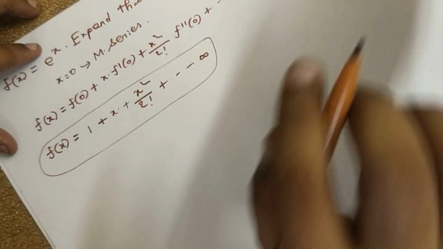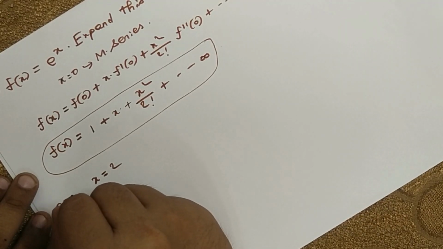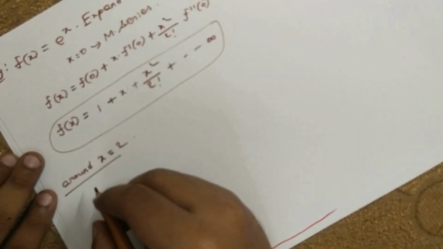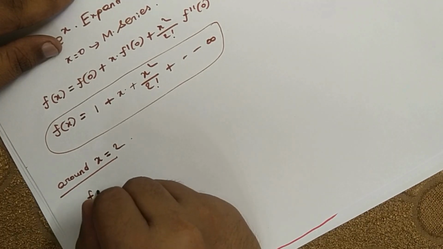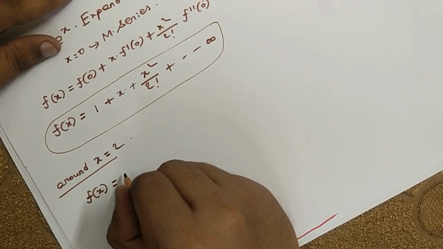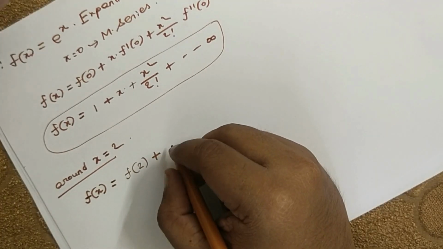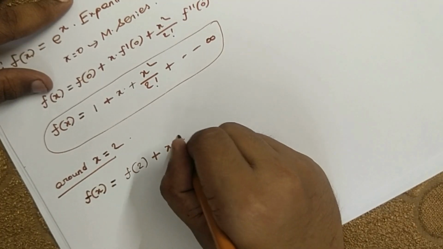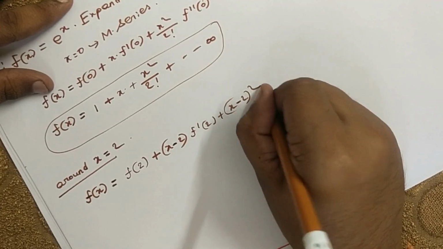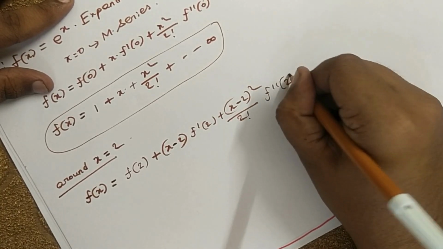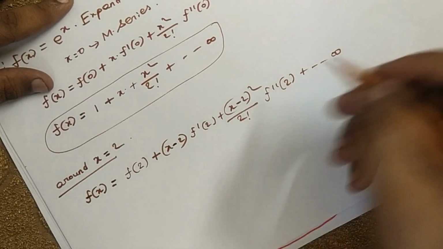Okay, so let's approximate it around x is equal to 2 now. What happens, f of x is equal to f of a, which means f of 2, plus x minus a into, right? So x minus 2 into f dash of 2 plus x minus 2 whole square upon 2 factorial into f double dash of 2 and so on to infinity.